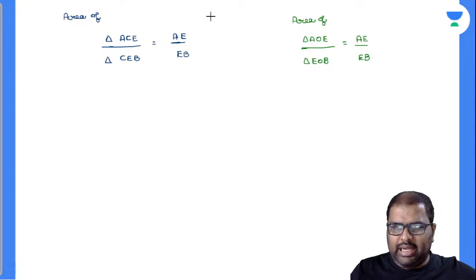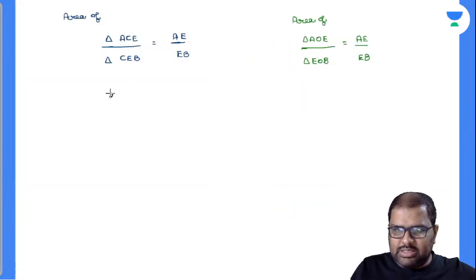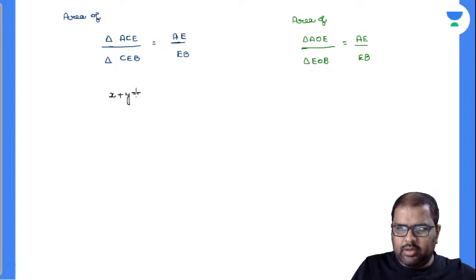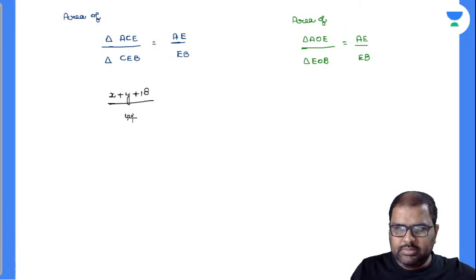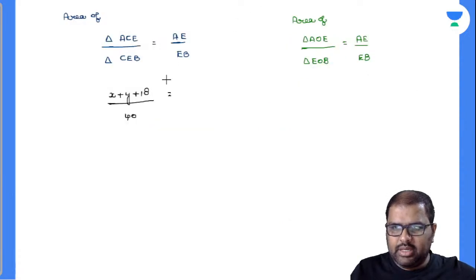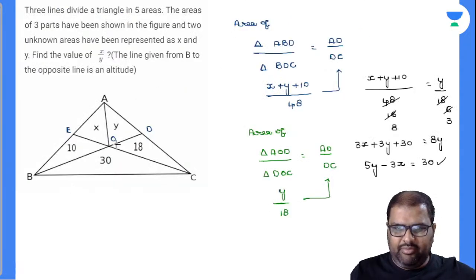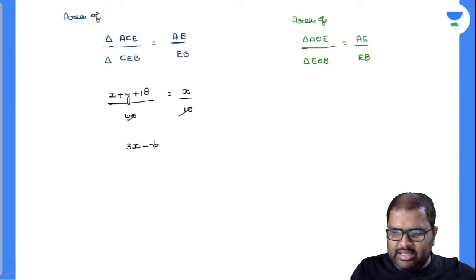So I'll club those with black ink. ACE's area, tell me: ACE is x plus y plus 18. Am I right or wrong? X plus y plus 18 divided by CEB's area. Is CEB 10 plus 30, 40? This is equal to AOE, x by 10. Am I right or wrong? X by 10. EOB is nothing but 10. Yes, perfectly. So by this I can write the final equation: 4x minus x will be 3x. 3x minus y is equal to 18.